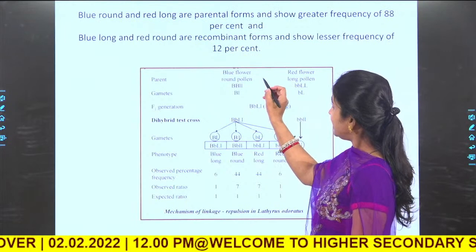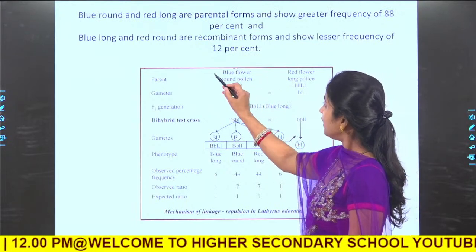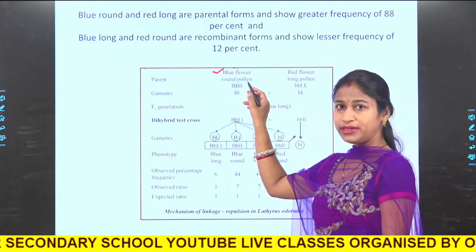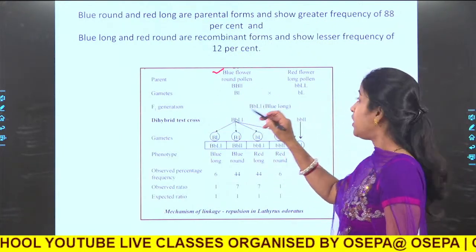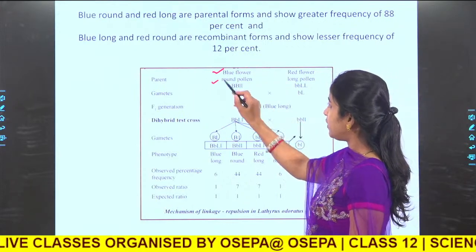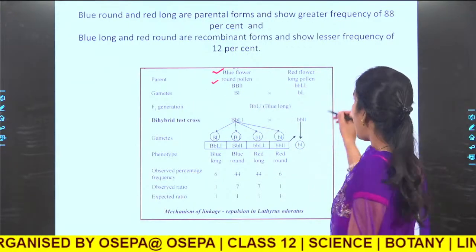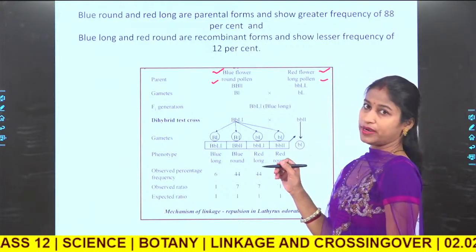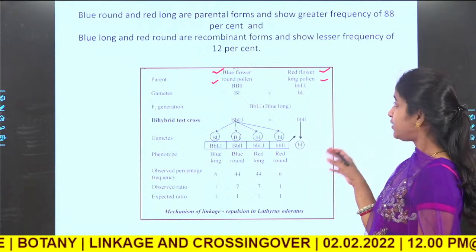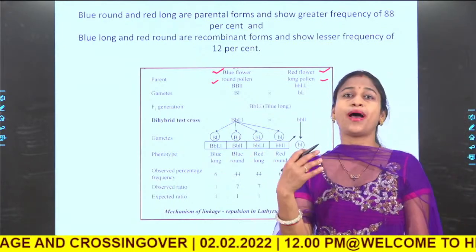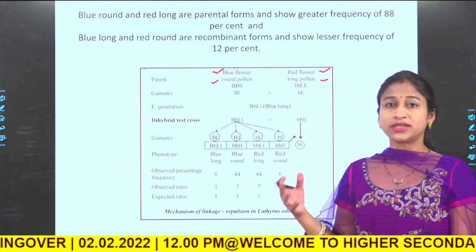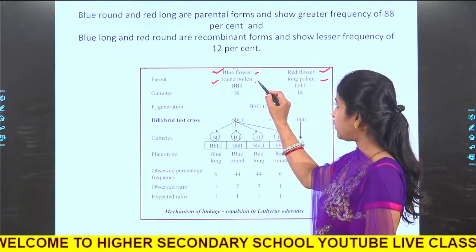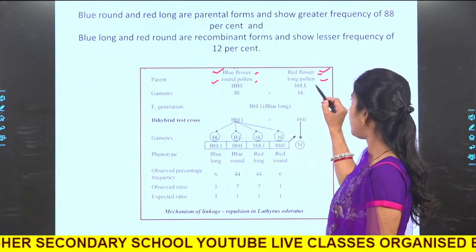So, what did they do? First of all, they cross a dominant trait and a recessive trait. So, the blue flower is dominant, round pollen is recessive, and red flower is recessive and long pollen is dominant. Now, they took the recombinant type as the parental combination. What is the parental combination here? The parental combination is blue flower with round pollen and red flower with long pollen.